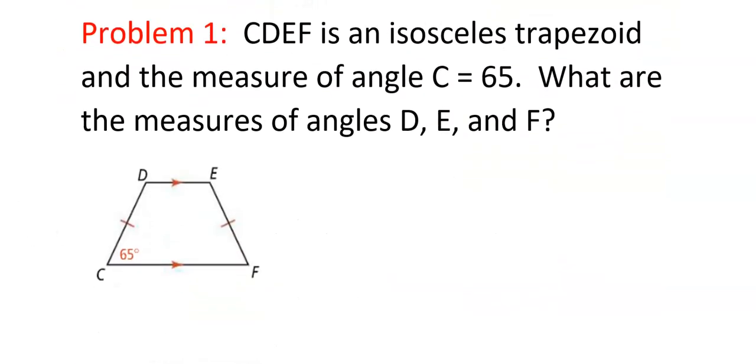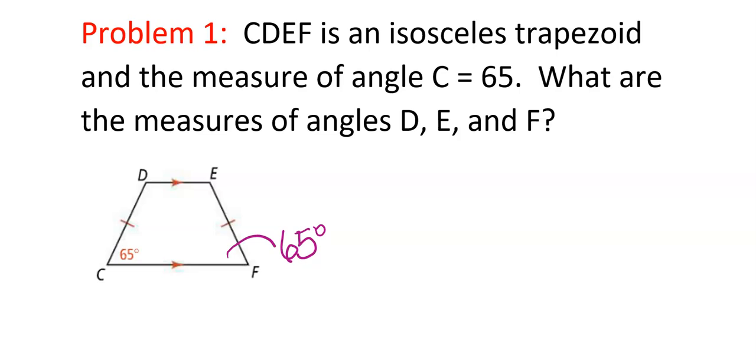This one tells us that it is an isosceles trapezoid. The measure of angle C is 65. What are the measures of D, E, and F? So which one matches 65? Angle F is correct. So we already know that one. This one is 65.